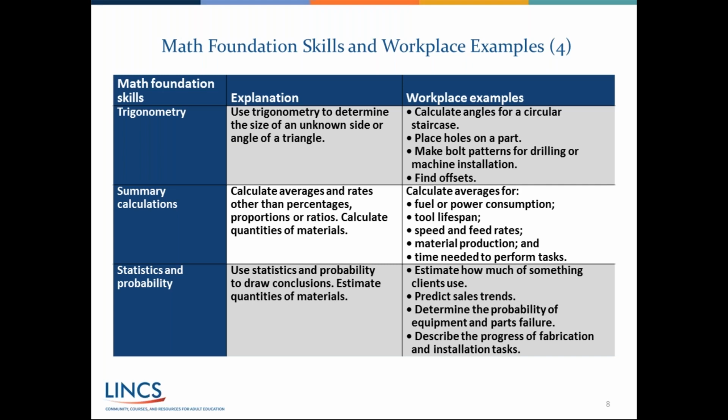And then looking at the statistics and probability and the workplace examples for that row, in the workplace examples column of that row, we can estimate how much of something clients use, predict sales trends, determine the probability of equipment and parts failure, and describe the progress of fabrication and installation tasks. Okay, give it a couple of seconds before I go on to the next slide.